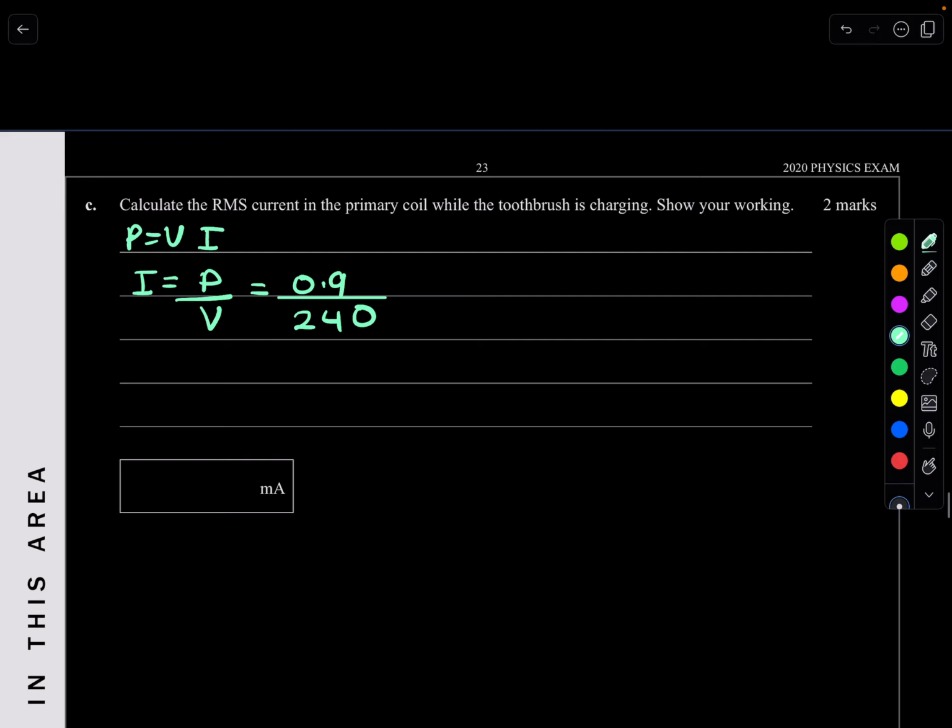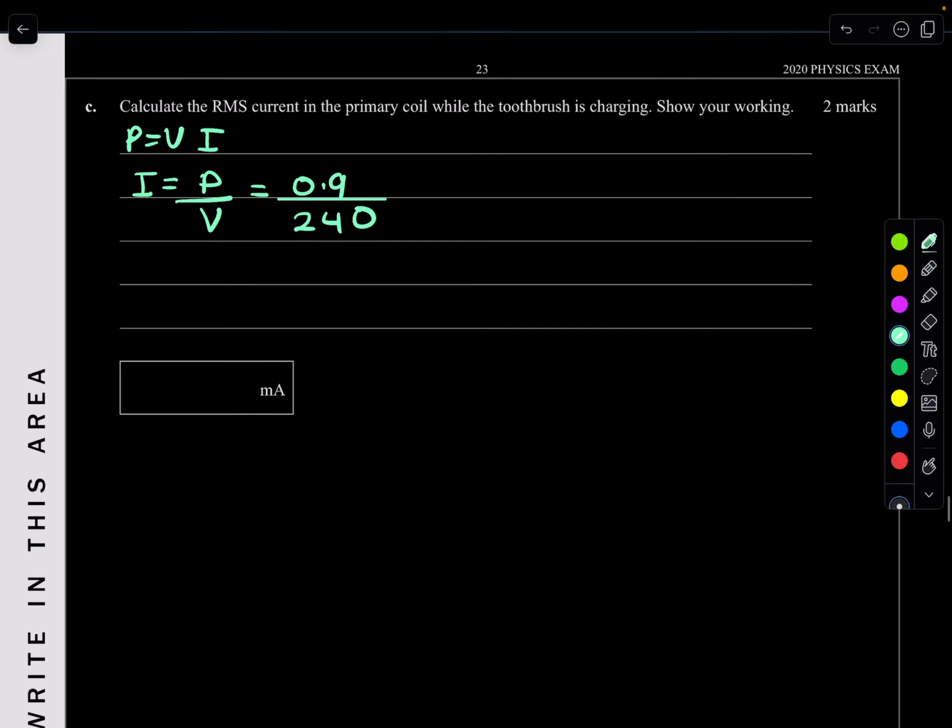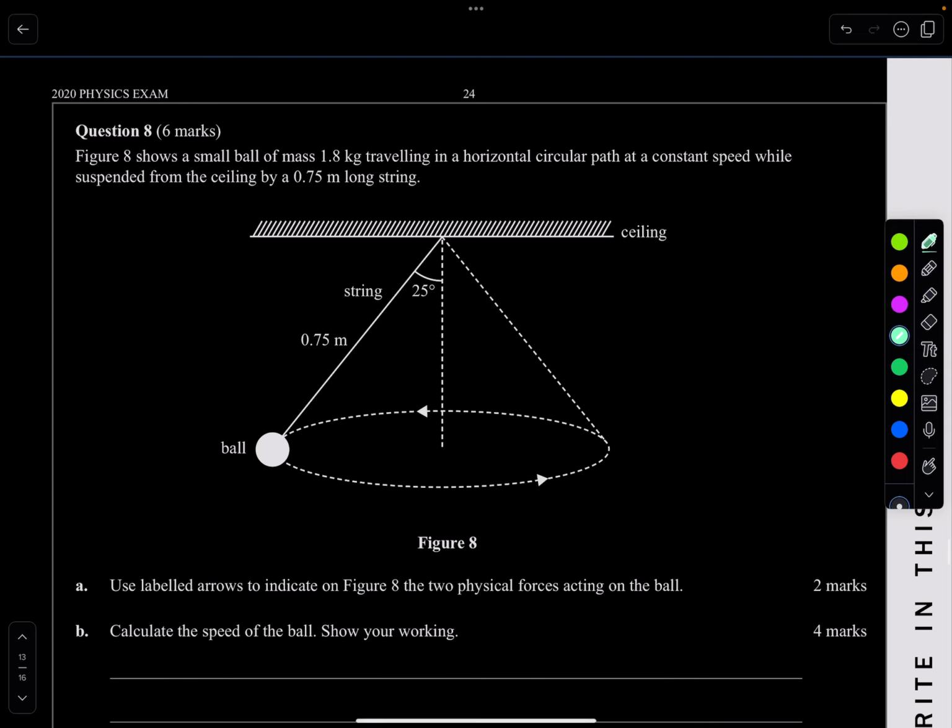It's a very small number, but yeah. We want it in milliamps, so I'm going to just times it by 1,000. So it's pretty much, to two significant figures, 3.8 milliamps. Done. Next question. Question 8.